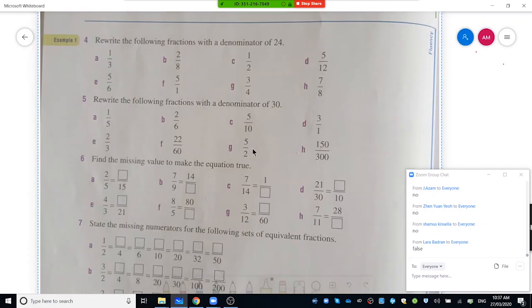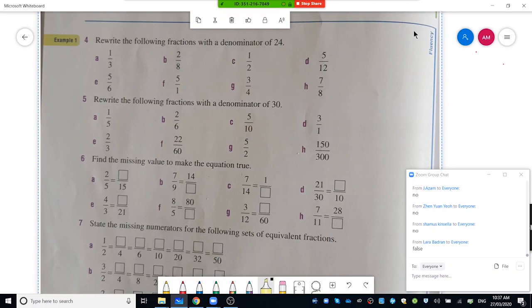It says, rewrite the following fractions with the denominator of 24. So let's do just a few questions, not all. First of all, let's do the A part. We have to transform this fraction in a way that the denominator becomes 24. Can you kindly do that? And I will also do it after some time with you.